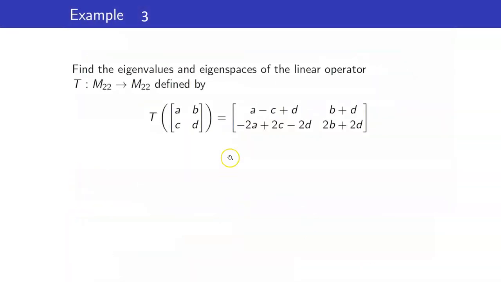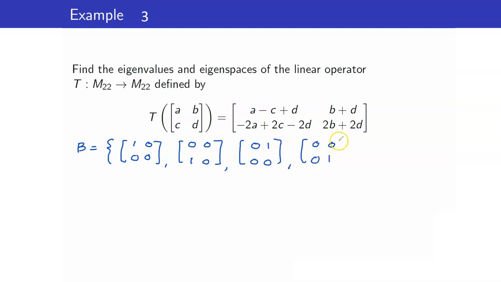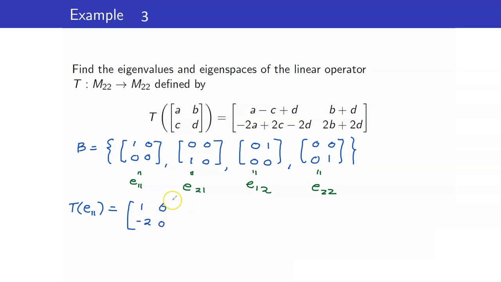For our last example, let us find the eigenvalues and eigenspaces of this linear operator. First, our ordered basis here is the standard basis. This is your E11, E21, E12, and E22. First, let us get T of E11. For T of E11, your a is 1 and the rest is 0. So we get 1, negative 2, and 0, 0.